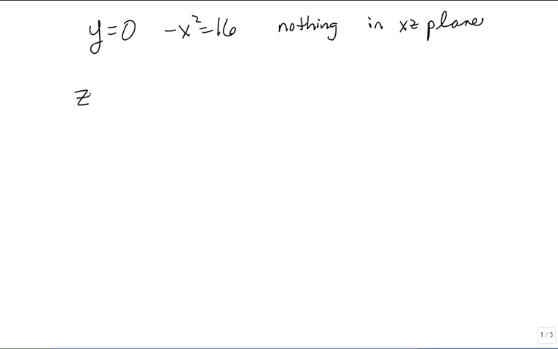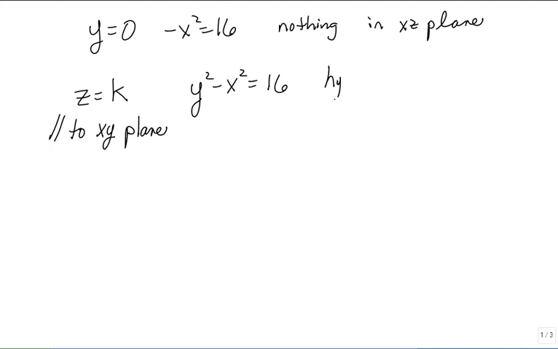And z can be anything because it's not even represented in this equation. So when z equals k, we're parallel to the xy plane. We get a hyperbola, and the vertices are 4 units.